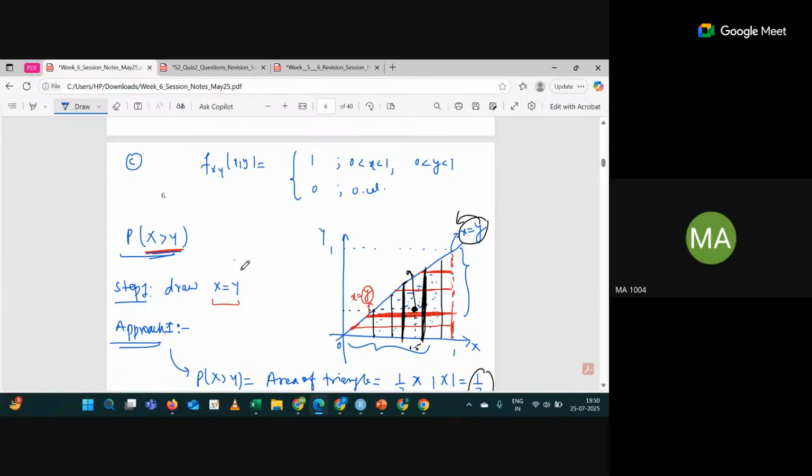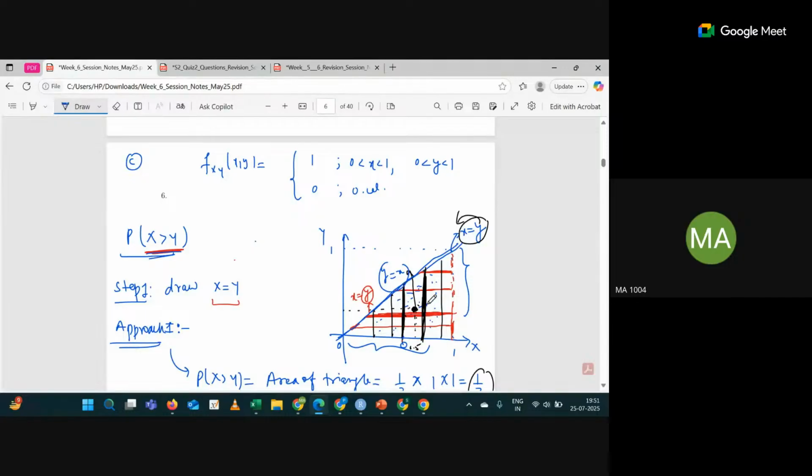Now, if I want to calculate the limit of y, I will draw a parallel line with respect to the y-axis. This black part is going from where to where? From the x-axis, y equal to 0, right? From 0 to this blue line. This blue line is x equal to y, so the value of y will be x. So we integrate from 0 to x.